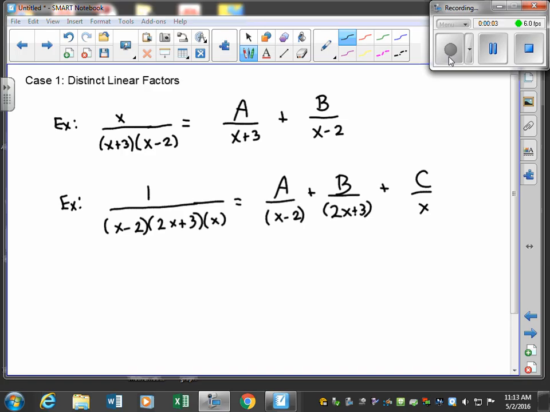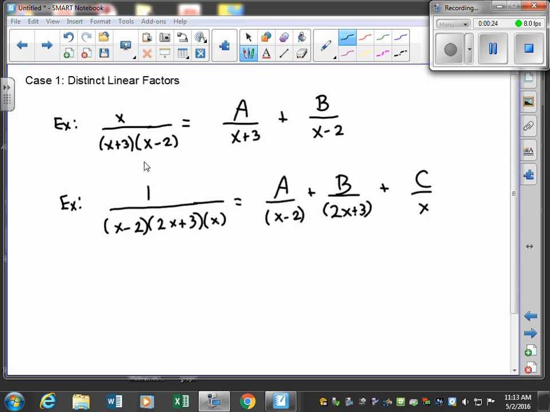Okay, before we move forward with any more examples, let's go ahead and determine these different cases. We're going to have 4 cases I'm going to share with you. The first one is distinct linear factors, and that's the one we've done some examples on up to this point, just so you're familiar with the process and the idea of partial fraction decomposition.